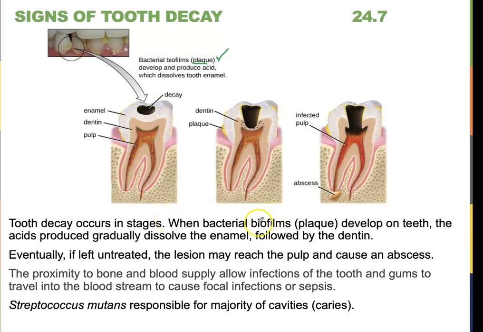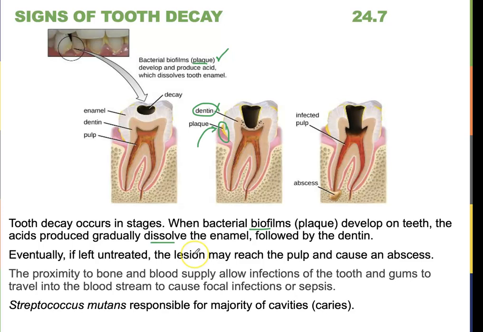So that's the first step. You have these biofilms developing on the teeth, and they can gradually dissolve the enamel. Once they get through the enamel, they can start working on the dentin. So we see the dentin affected here and plaque building up here. This is what flossing is meant to get rid of. Flossing is meant to get rid of all these hard-to-reach areas for the toothbrush, especially the areas between the tooth and the gum.